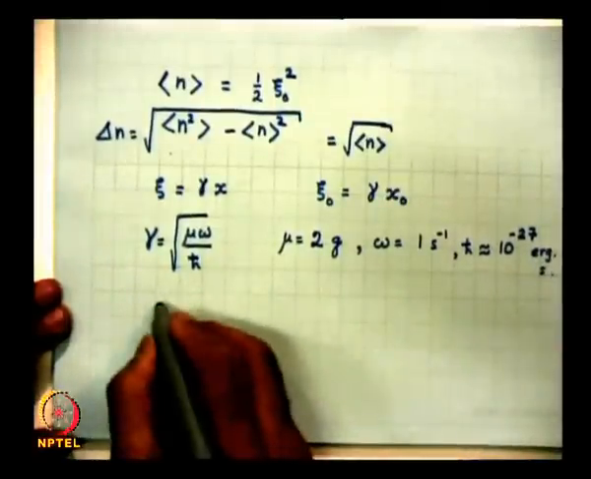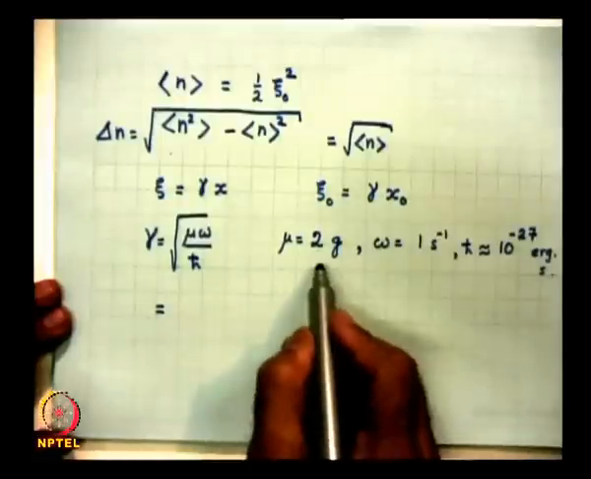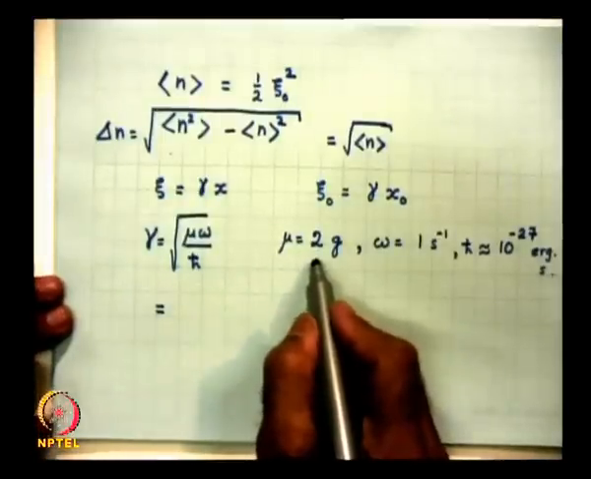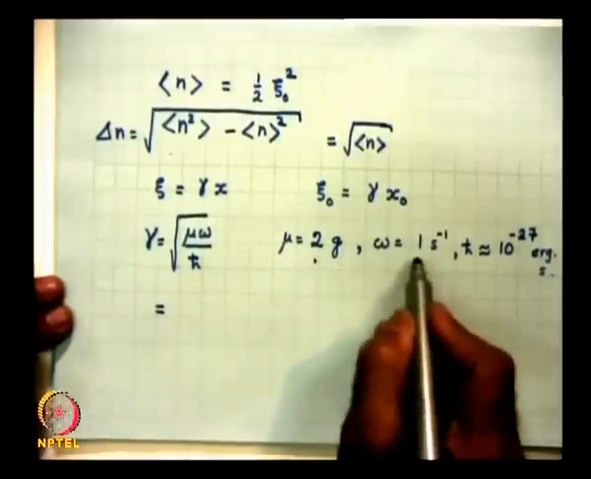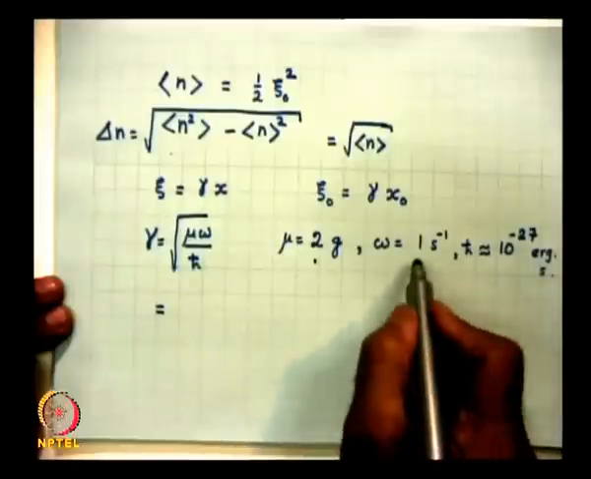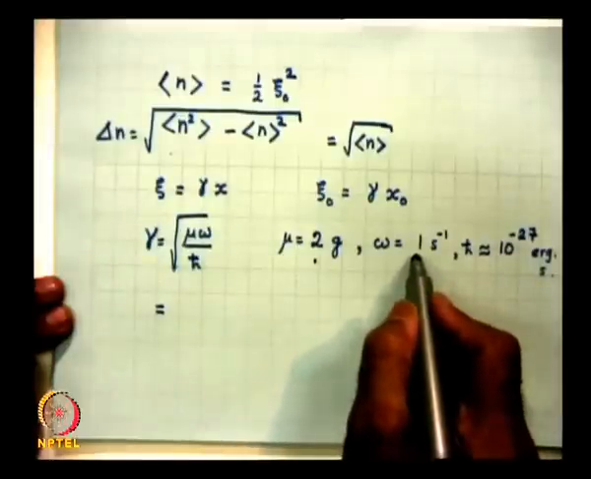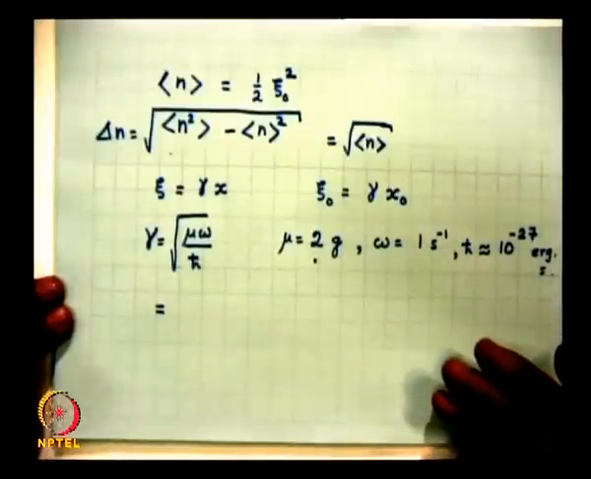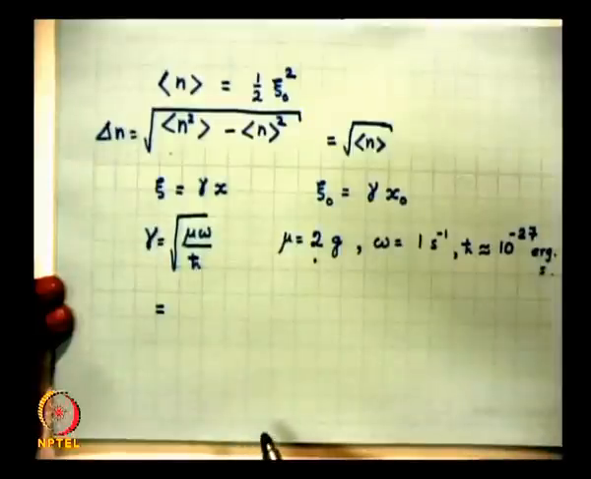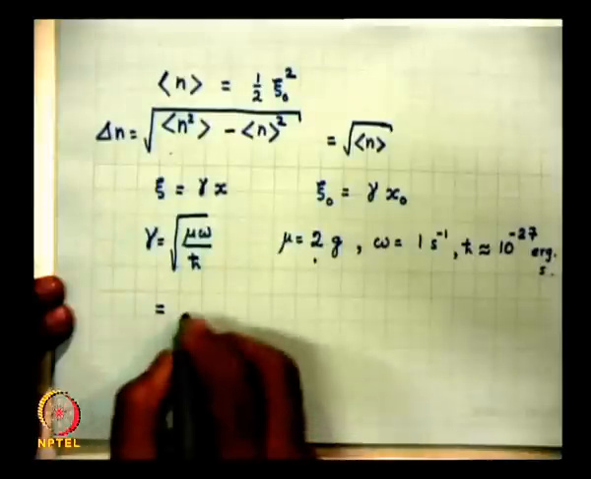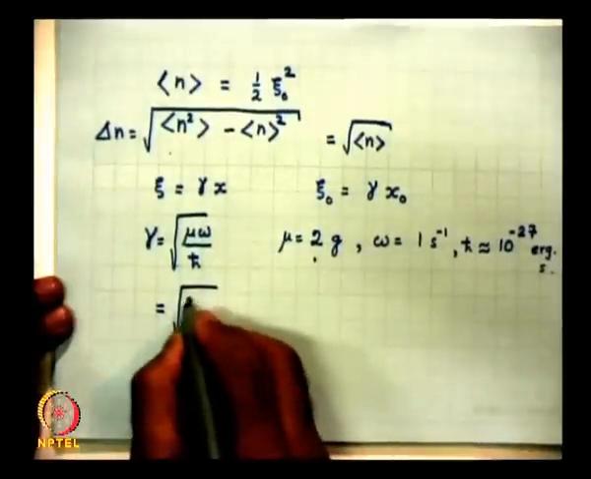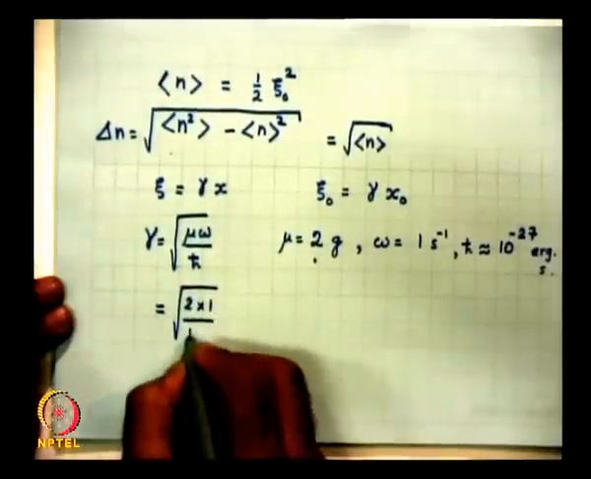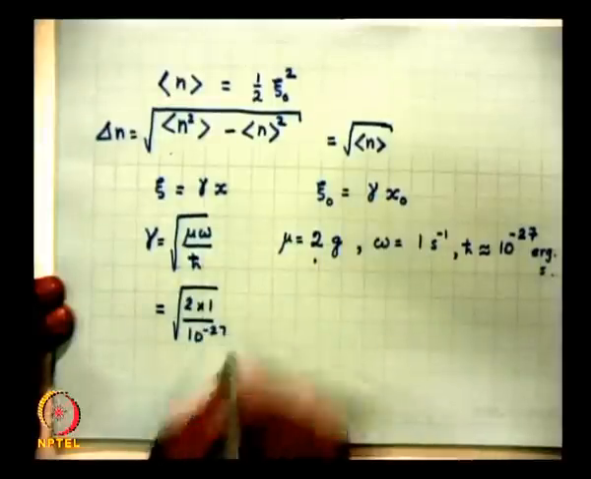So, if you substitute it here, I consider a classical oscillator, the mass is 2 grams, omega is 1, so 2 pi by T is about 1. So, the time period is of the order of 1 second, and h cross is of course the Planck's constant divided by 2 pi, 10 to the power of minus 27 erg second. So, if I calculate this, this will be 2 into 1 divided by 10 to the power of minus 27.